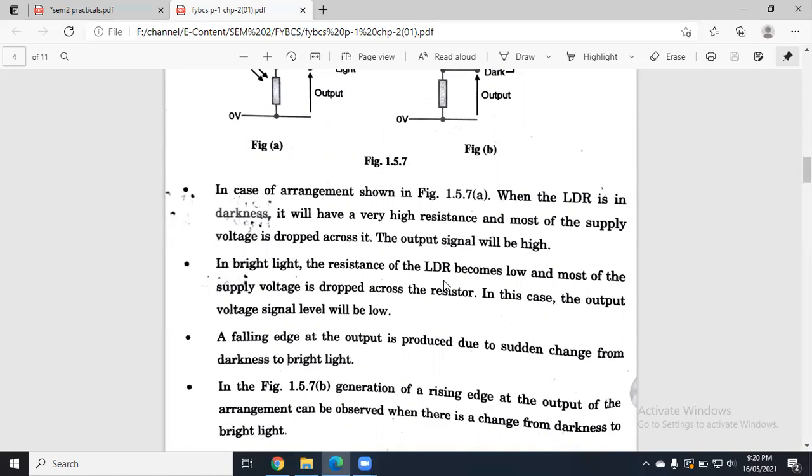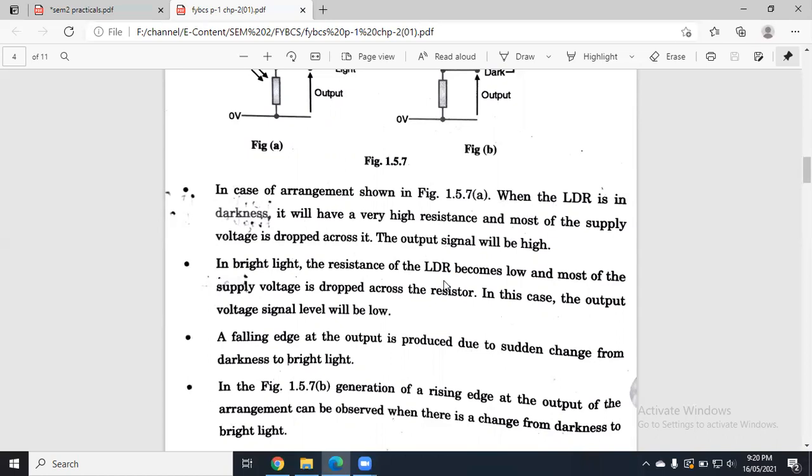After that, in bright light, the resistance of LDR becomes low. Now we know that in bright light, the resistance becomes very low. The opposition is low, and most of the supply voltage is dropped across the resistor. In this case, the output signal voltage will be low.